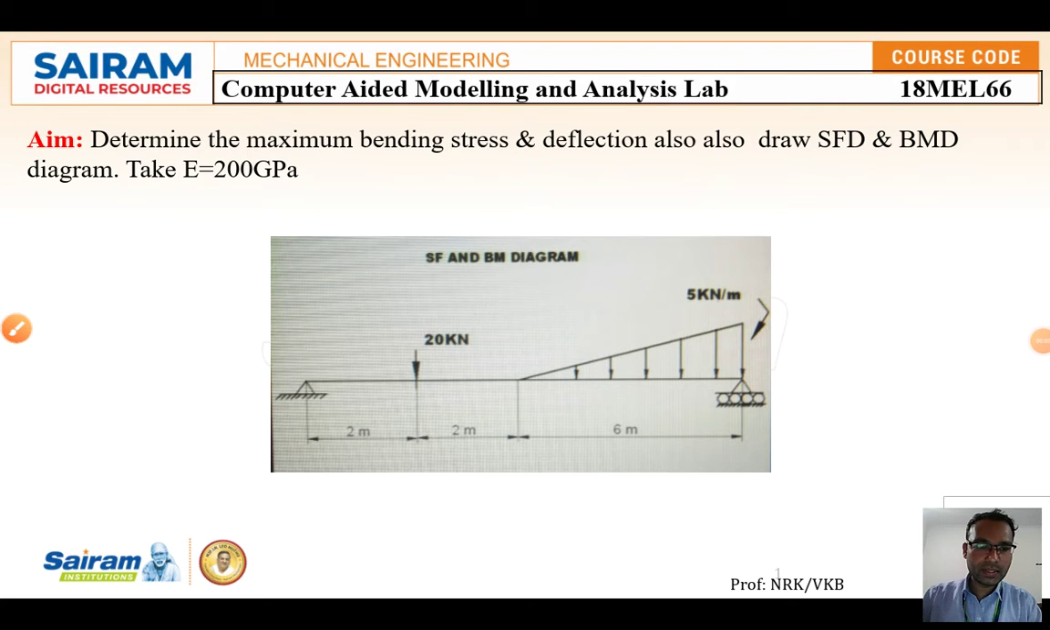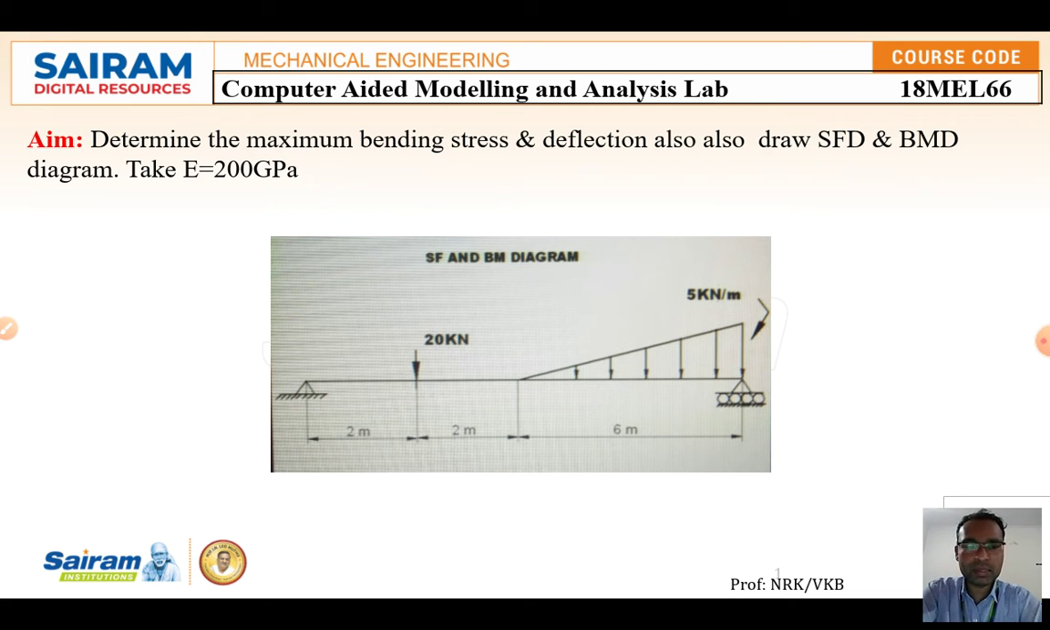Hello students, we are now at the simply supported beam section. So far we studied 5 problems: cantilever beam with point load, cantilever beam with uniform distributed load, and cantilever beam with uniform varying load. Along with that, we also practiced simply supported beam with point load and simply supported beam with UDL, that is uniform distributed load.